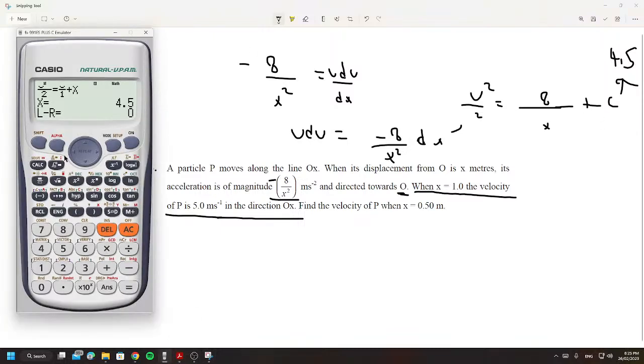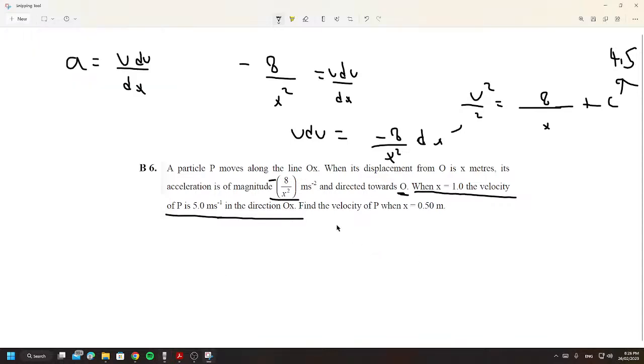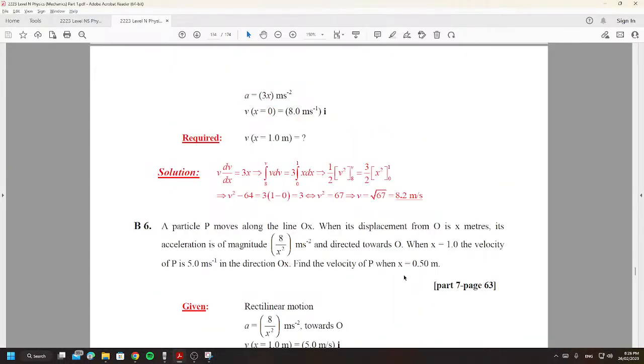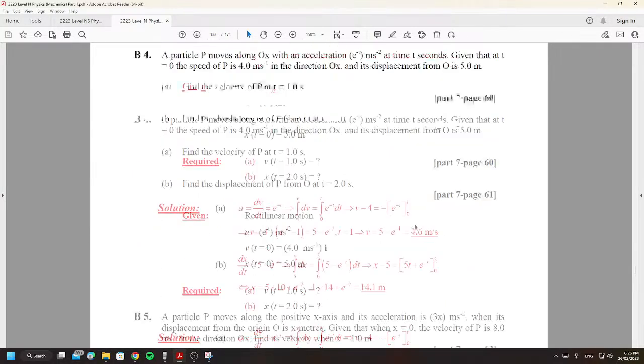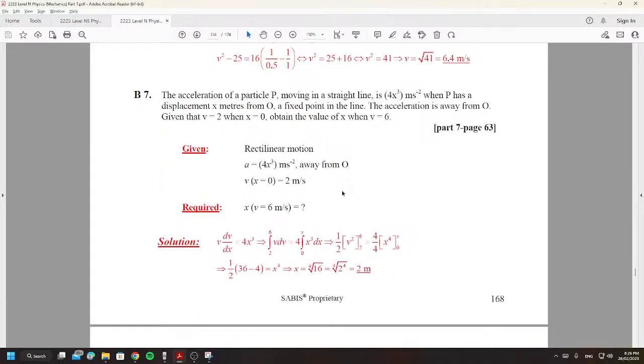Now, find the velocity of p when x is equal to 0.5. Okay, so now the constant is 4.5, and they want the velocity when x is equal to 0.5. So here this is going to be 0.5, and this is going to be v squared over 2, since we're looking for the velocity. So solve for x, and I got the velocity to be 6.4. 6.4, that's correct. Here, 8.2, that's correct. 14.1, that's correct. I remembered I have an answer key I could check my answers with.